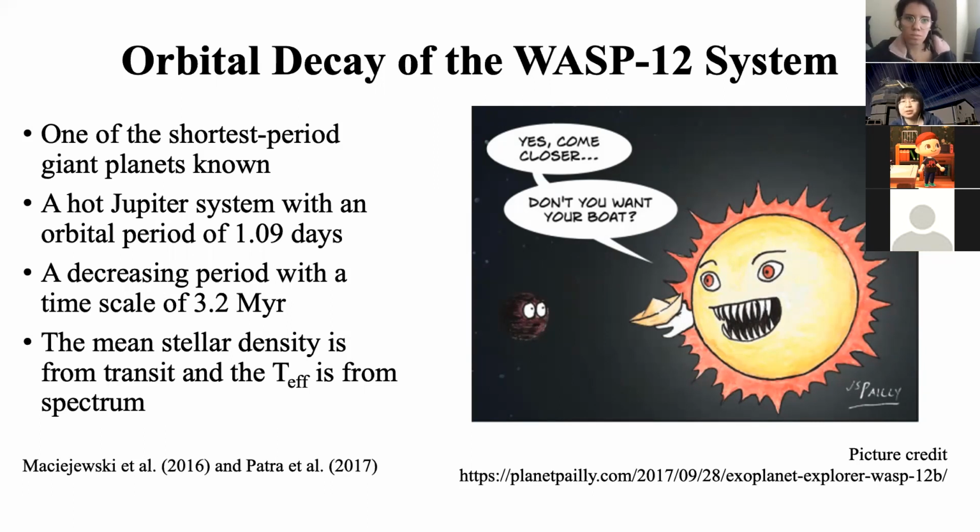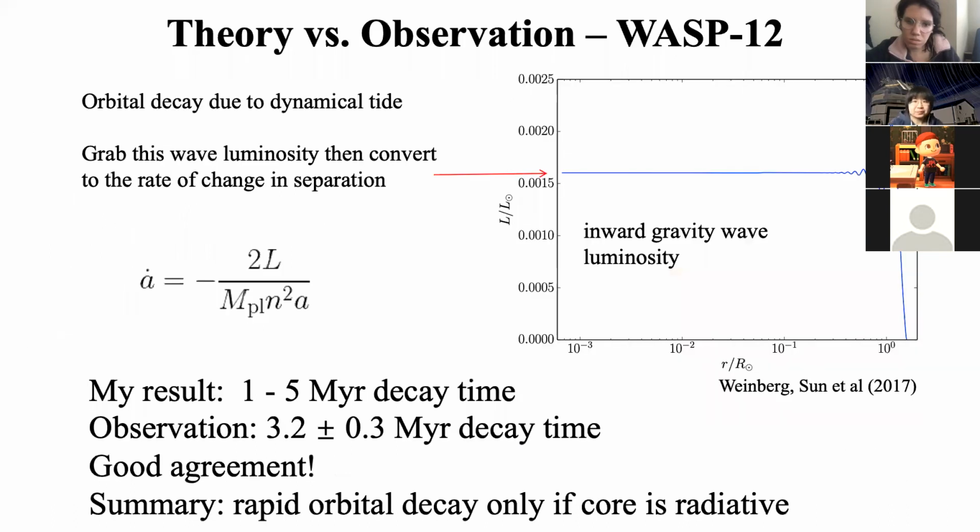from the spectroscopy. In order to fit the measured star properties, either a 1.2 solar mass subgiant or a 1.3 solar mass main sequence star works. I'm going to show how tides help us to break this degeneracy in choosing a proper stellar model for this system. Because this system is so close, the dynamical tide is the dominant tidal dissipation rate.